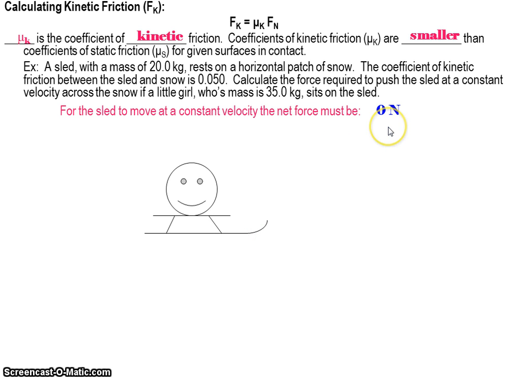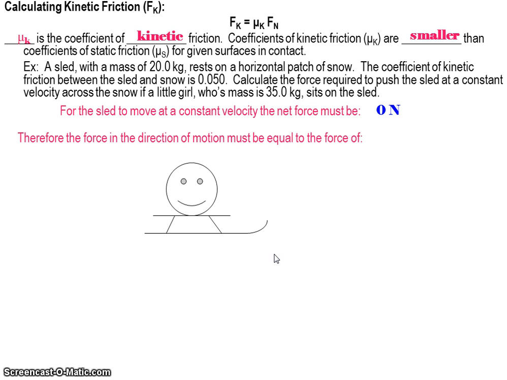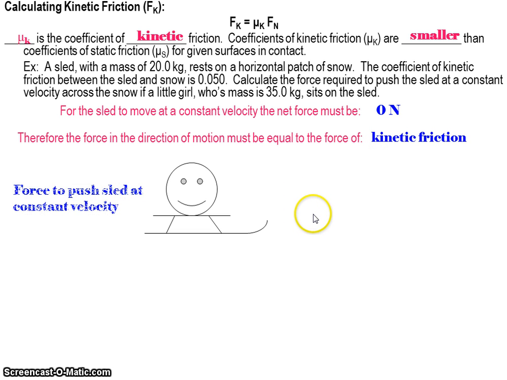So in order for that to happen, the net force is 0. That means the force that's in the direction of motion is equal to the forces that oppose motion. So therefore, the force that we're pushing with is equal to the force of kinetic friction. So we can show those two vectors that are acting on the sled.